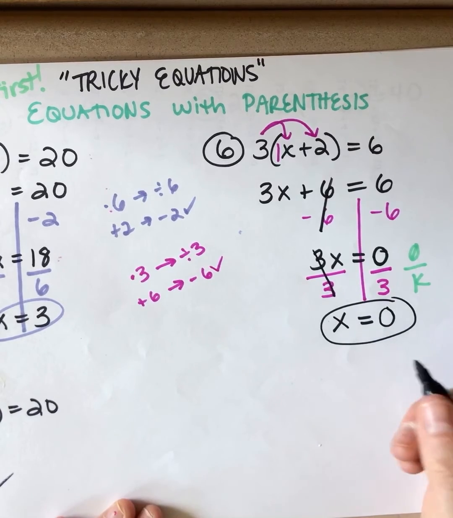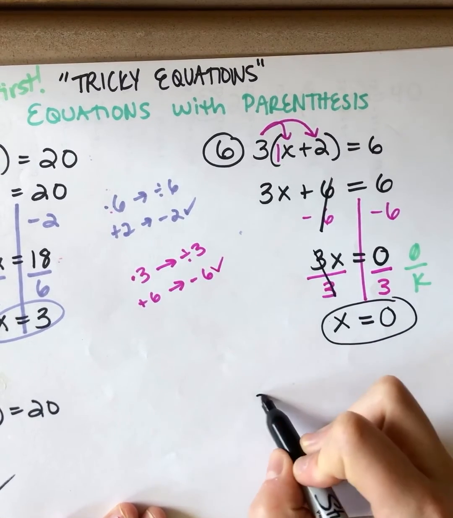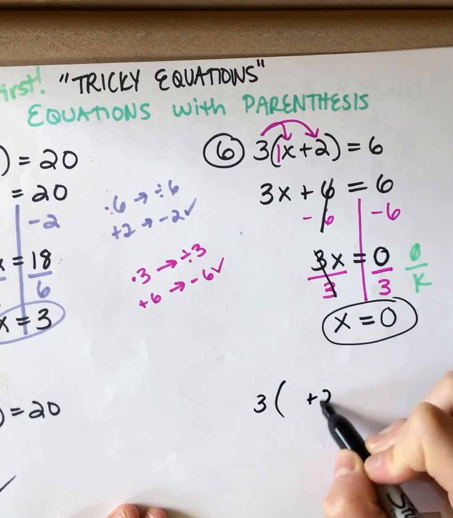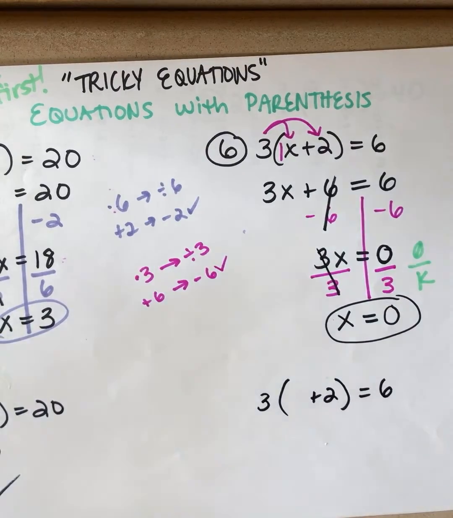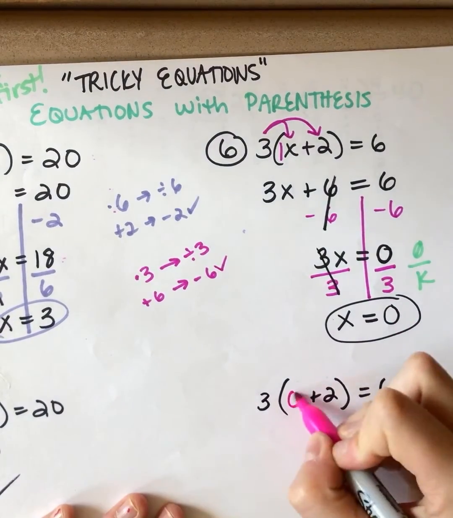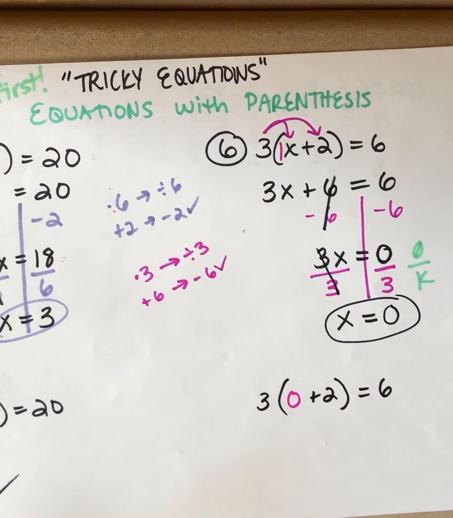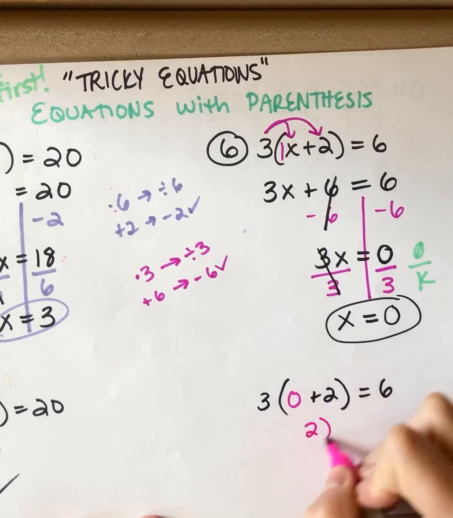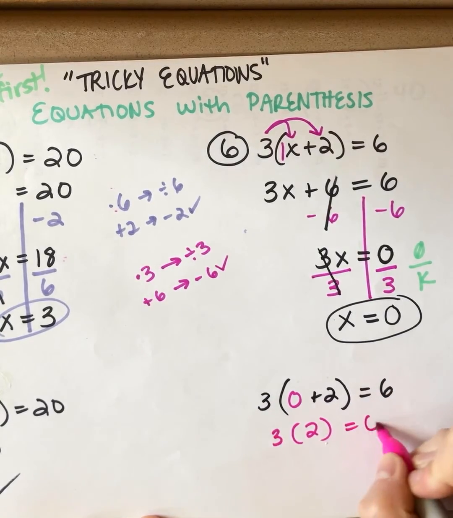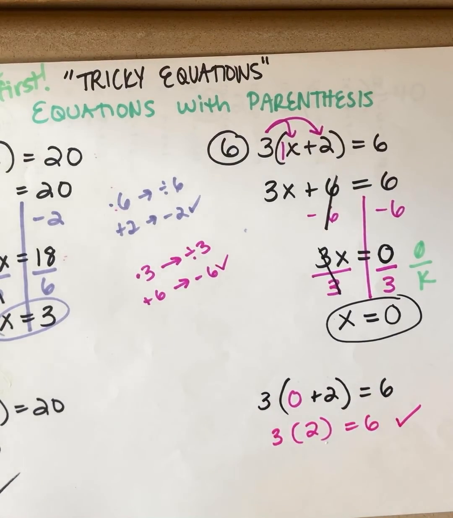I'm going to check that in my equation. 0 is a number. 0 can be an answer to an equation. And sometimes it happens. So let's see what happens. If I plug in 0 as x, my parentheses, I get 2. And 2 times 3 is 6. So 0 is the only value that would work.